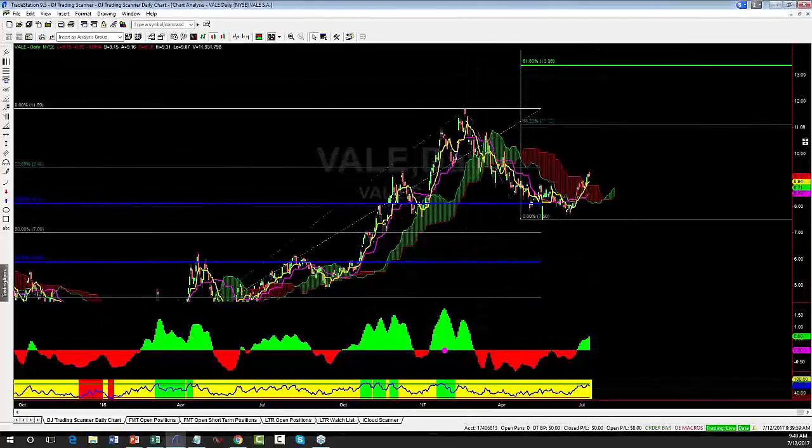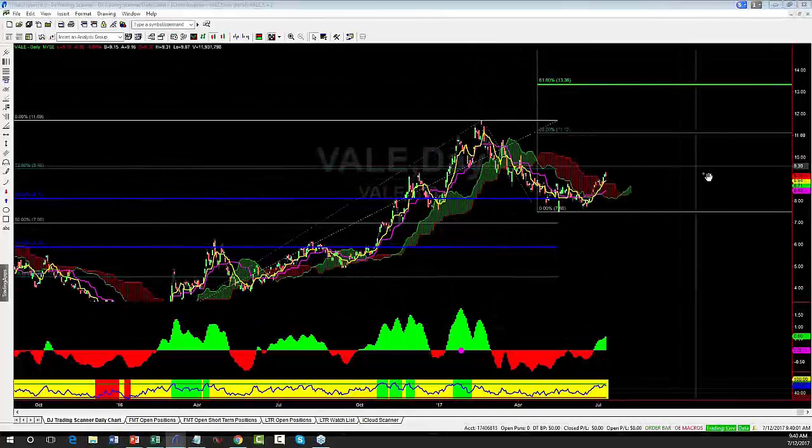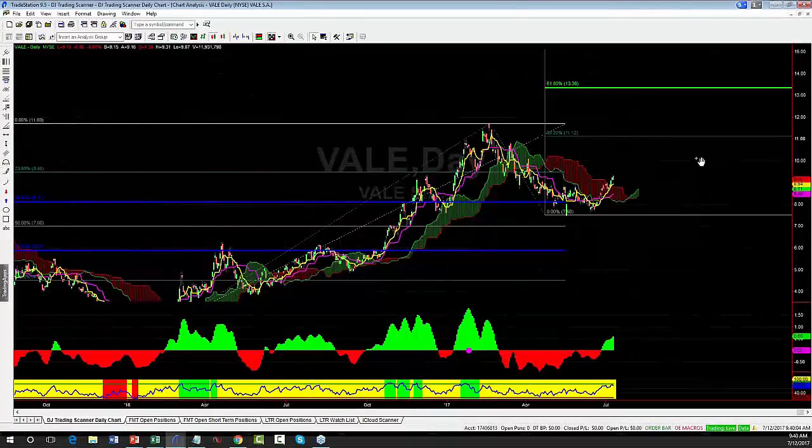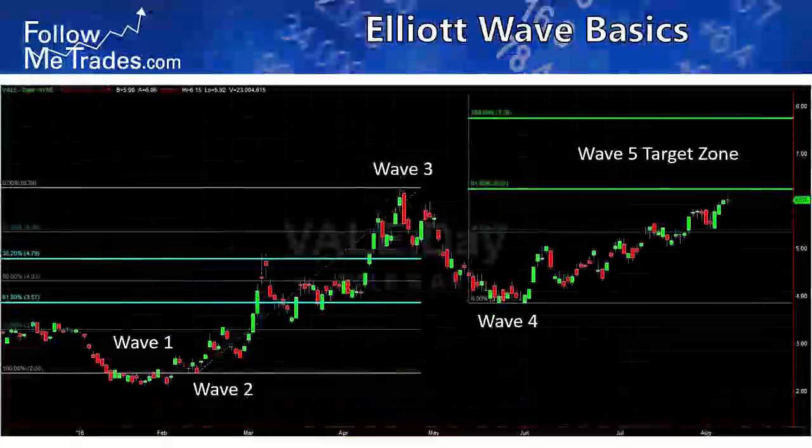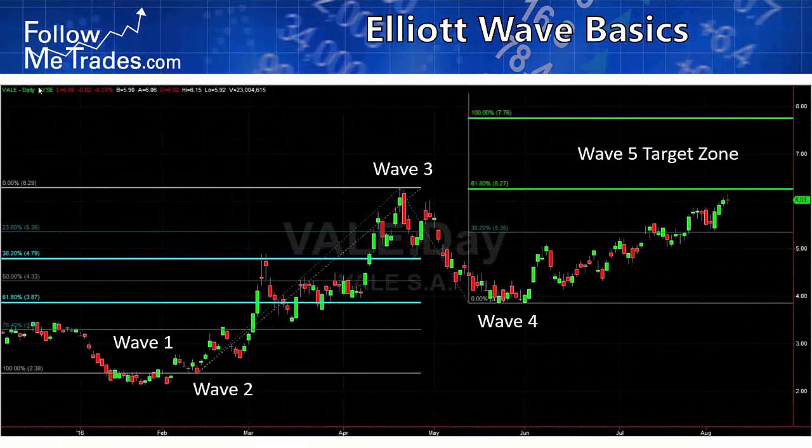I'm going to come back to this one as we talk about risk management, because this is a grade A example. So I'm going to talk about the entry price and stop price on this one and how we manage that. Very cool.